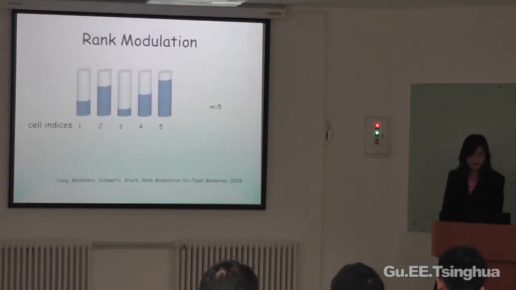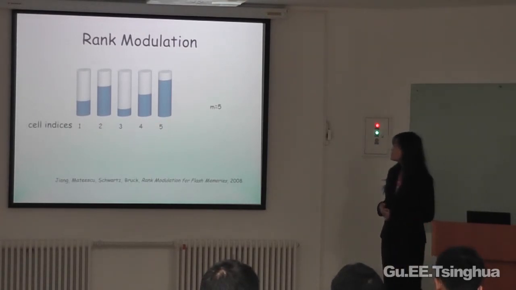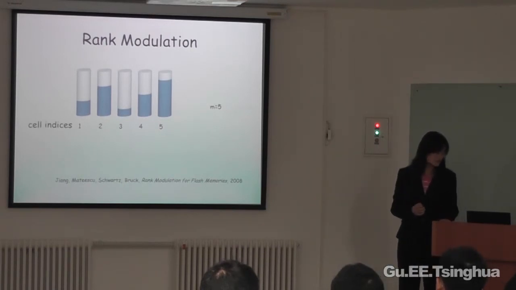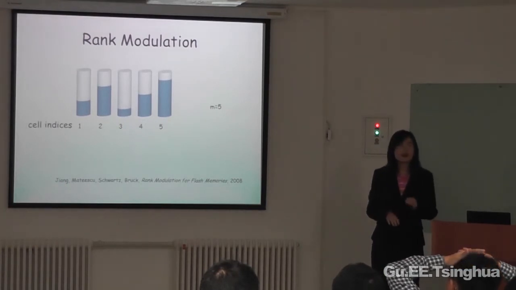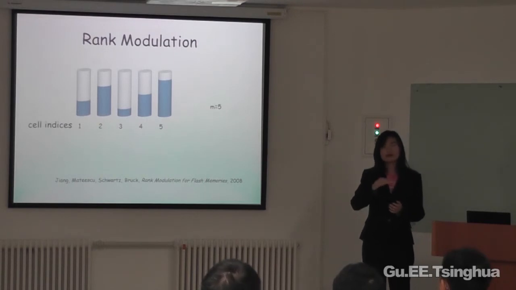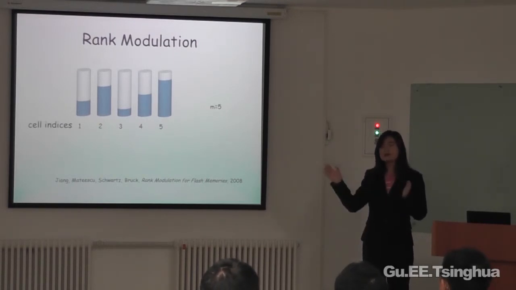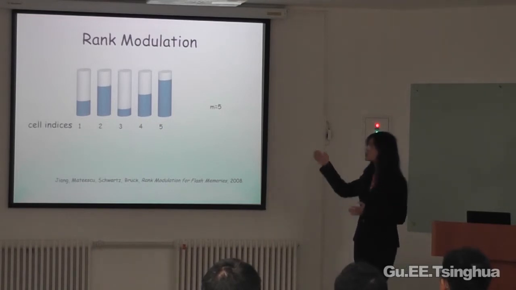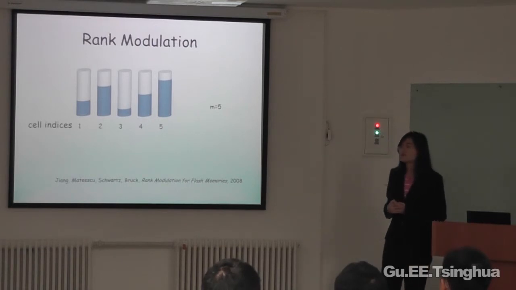Therefore, Andrew Jiang et al. proposed rank modulation in 2008. It uses relative values instead of absolute values to represent information. So now I don't have fixed levels that represent different messages. I only have some permutations, or ranks, out of a group of cells, and that will be my message.